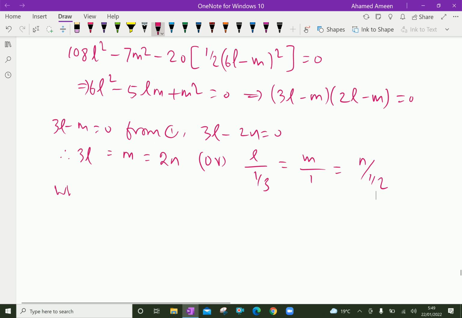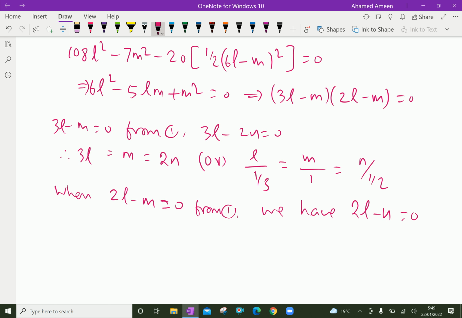Then 2l minus m equal to 0, that is the second factor. From 1 we have 2l minus n equal to 0. Therefore you can say 2l equal to m equal to n. Or we write the ratios l over half, m over 1, n over 1.